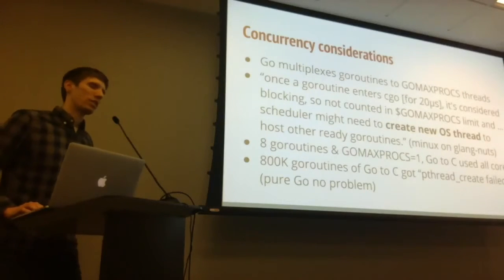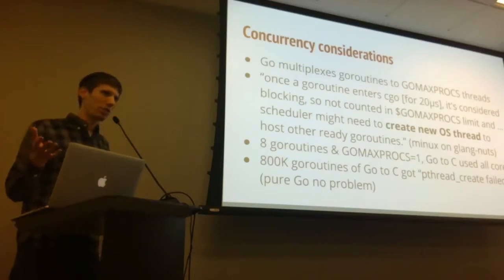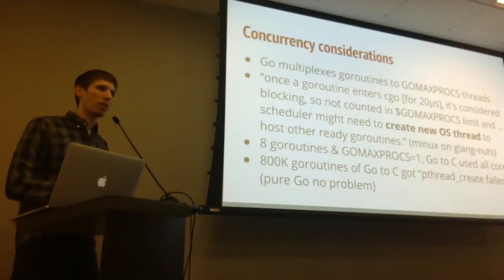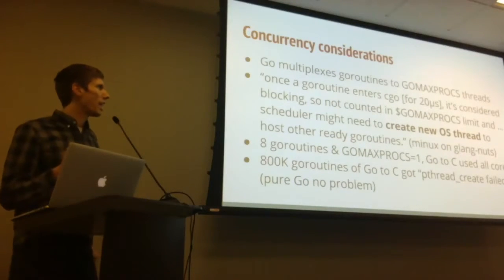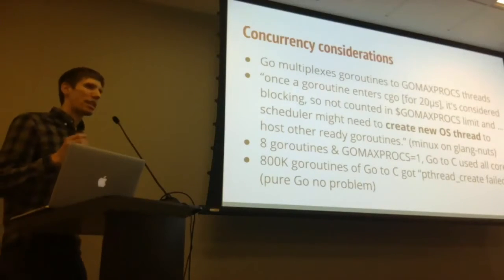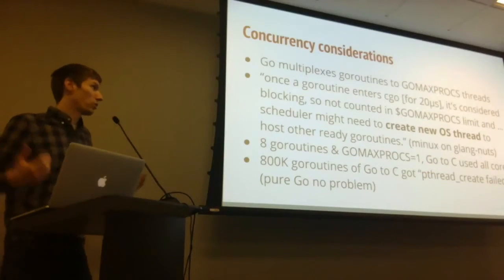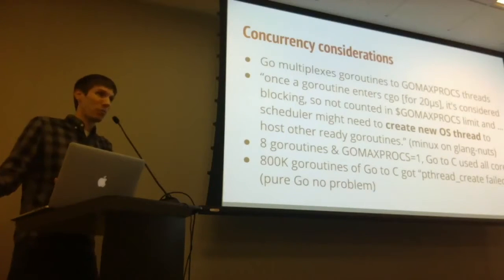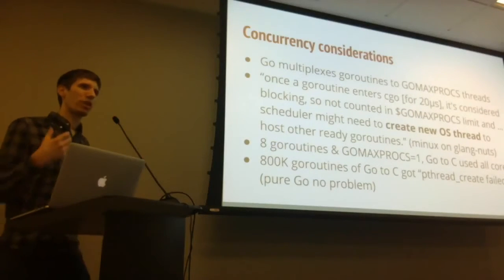So what about concurrency? This is where it also gets interesting. Go has this nice feature of goroutines. You can very easily multiplex a whole bunch of goroutines onto a limited number of operating system threads, GOMAXPROCS. But the caveat when you're calling C is that once a goroutine enters cgo, and for 20 microseconds in the current implementation, it's considered blocking. It's as if the goroutine is trying to open a file or a network connection or something, for all it knows. And so that blocking C code, which could actually be running compute, it thinks it's blocking. That's not counted towards the GOMAXPROCS limit. So we might have to create a new operating system thread.